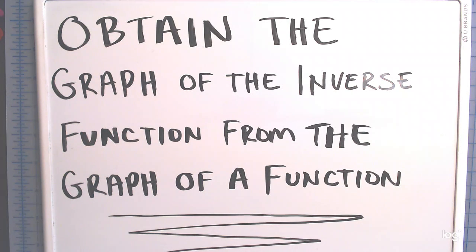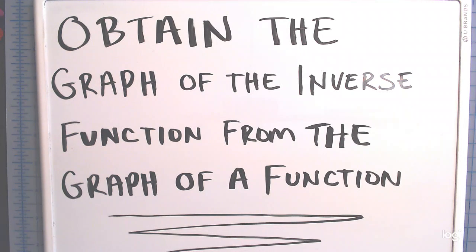Hello everyone, and welcome to this video on obtaining the graph of the inverse function from the graph of a function. In this video, first off, I'm going to go over how the graph of a function and its inverse are related. They're actually symmetrical about the line y equals x, as we'll see. And then I'll go into an example where I'm given the graph of a one-to-one function.